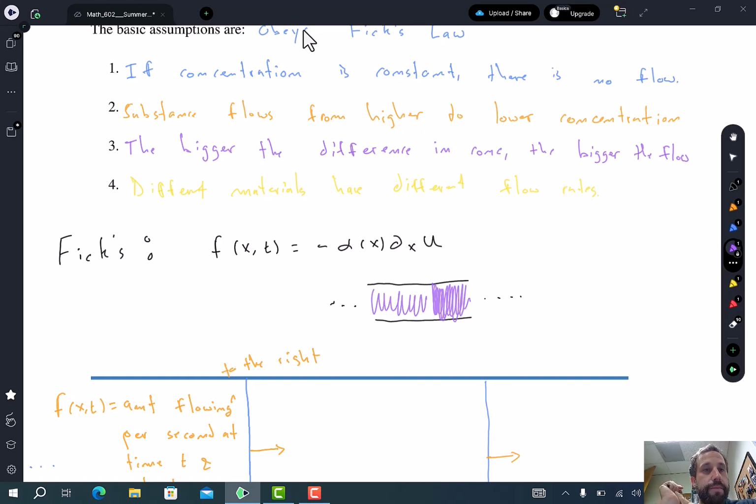But the flux is going to be pointing to the left because it's going from high concentration to low concentration. Okay, so the sign of the flux has to be opposite the sign of the derivative, because if the derivative is positive, that means concentration is increasing, which means the flow is going to go that way. Okay, that's by item number 2.